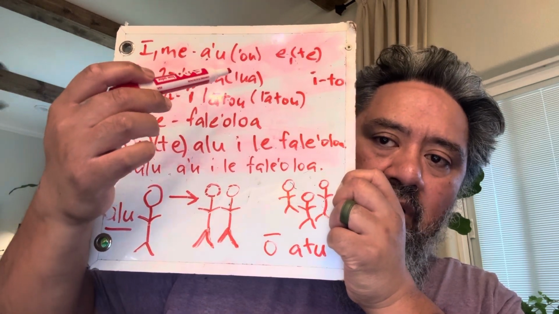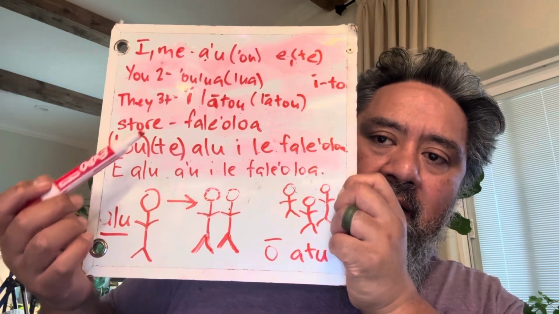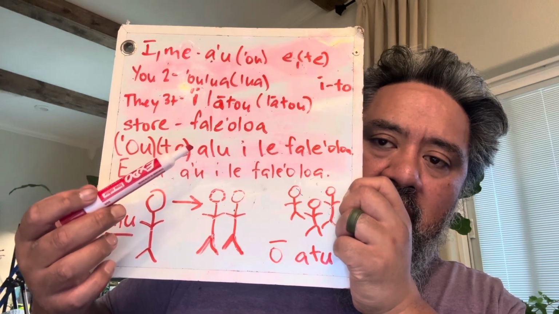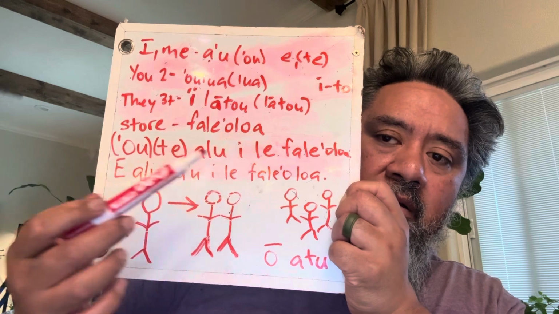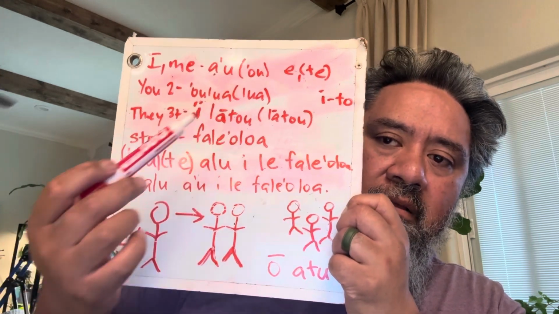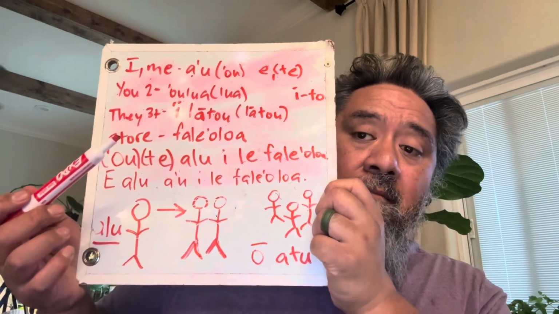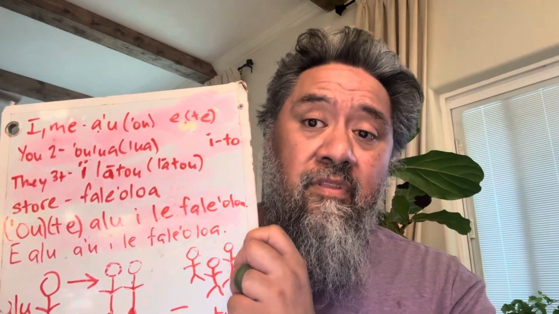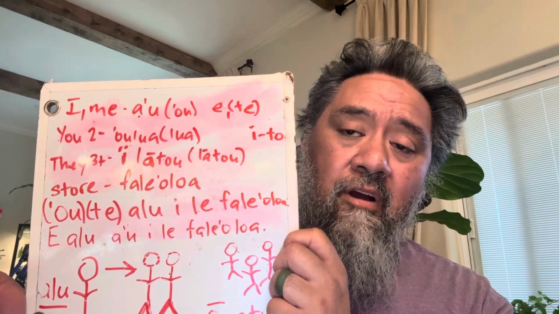Oh dang it! It's not o. I mean lua. So you have lua, the short form. Lua te o atu. Lua te o atu i le faleoloa. So you have the short form of you two, lua, and then you use it with te. So it comes before the te. That's the other thing: the short form comes before the verb. So that's a pretty hard and fast rule.